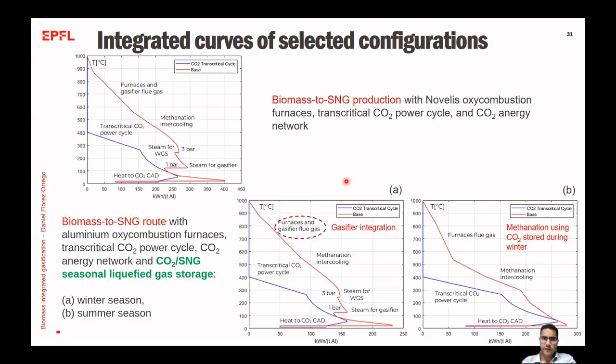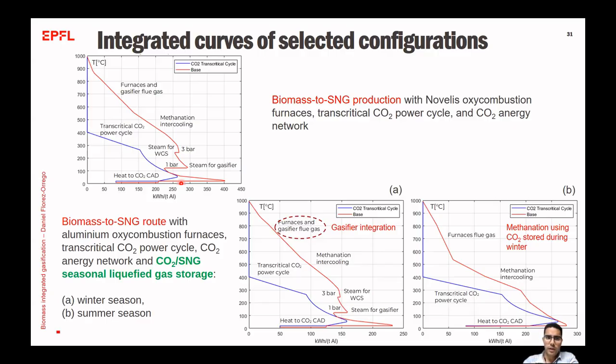So it's important to emphasize the profile of the integrated composite curves of some selected configurations, especially those that are related to the biomass or synthetic natural gas production. Here we consider the furnace stack gases, the gasifier flue gas, and the methanation intercooling, which are able to produce enough waste heat that can be converted into power in a transcritical CO2 power cycle. This heat is also enough to produce the steam for the water gas shift reaction and the steam for the gasification. The residual heat that comes out of this integrated system can be sent to the district heating network.